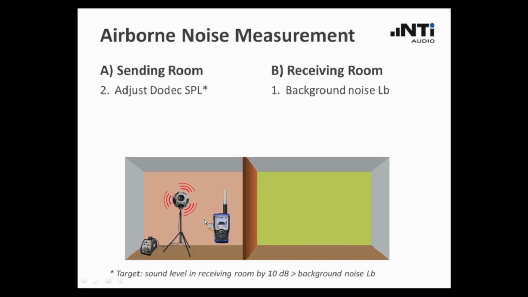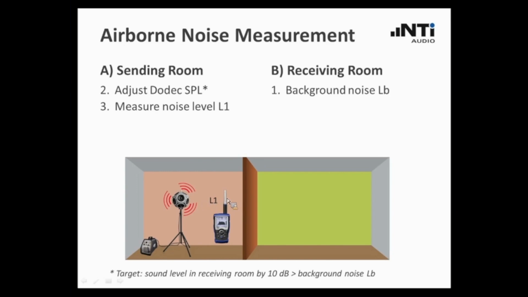Second, we place the omnidirectional sound source in the sending room and we adjust its sound pressure level so that the sound transmitted through the wall, ideally, is minimum 10 dB higher than the background noise in this receiving room. If you cannot reach this 10 dB difference, it's not a big problem. The software that we are presenting in the later stage of this webinar can cope with that situation, but if possible, adjust the volume so that we have this 10 dB difference between the transmitted sound and the background sound level.